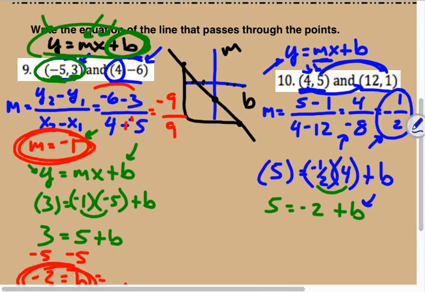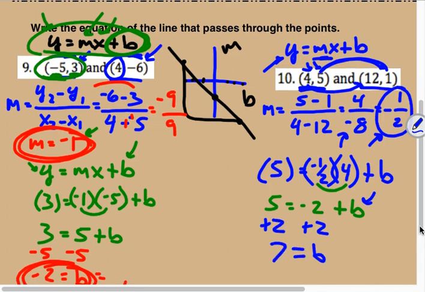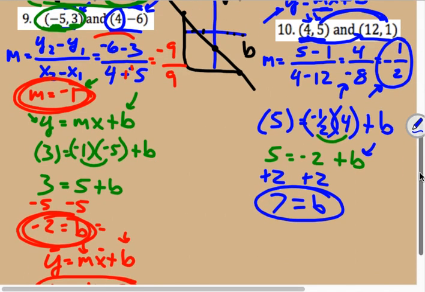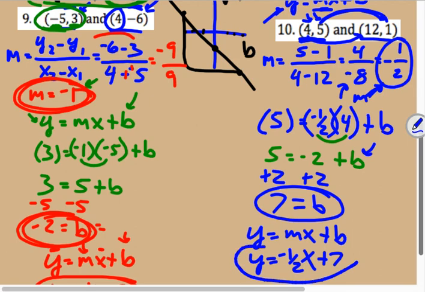To solve for b now, so we can get that y-intercept, we add 2 to both sides, and we get b, in this case, equals 7. So there's my y-intercept. We found our slope right there to be negative 1/2. So plug it into y equals mx plus b form. It's going to be y equals negative 1/2 x, and then plus a 7. There we go. So if you're given 2 points, you can find slope-intercept form.